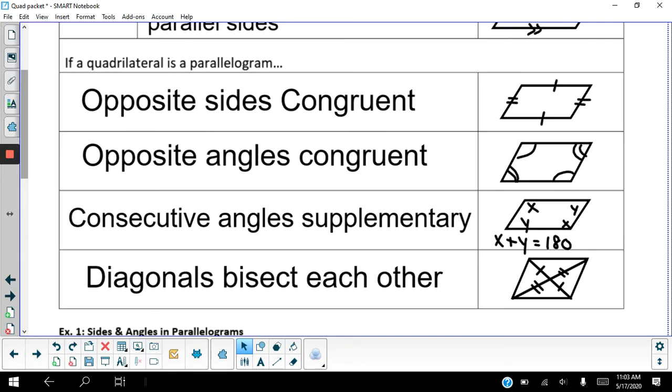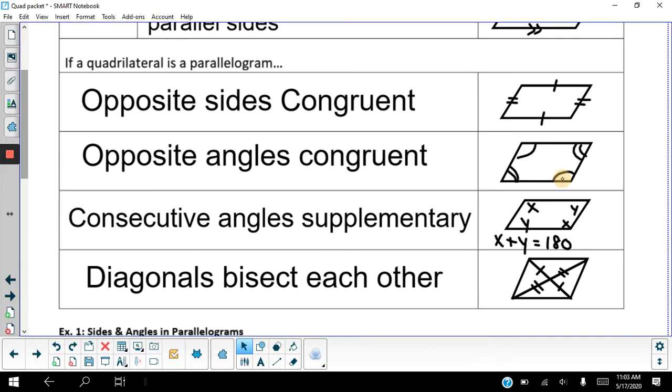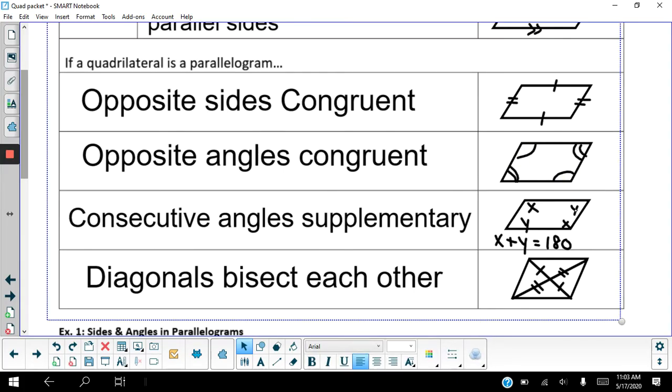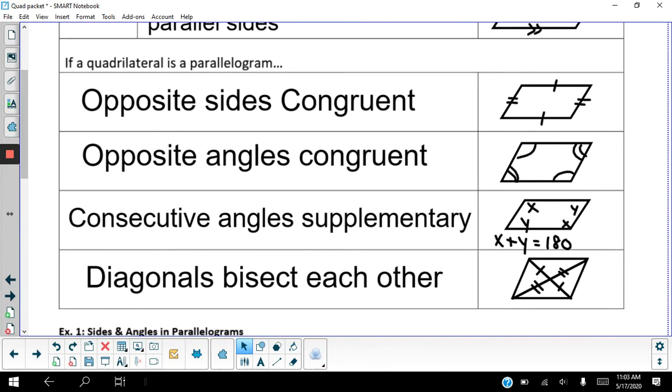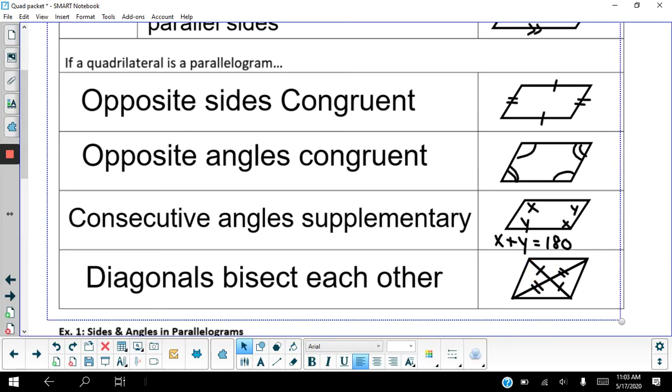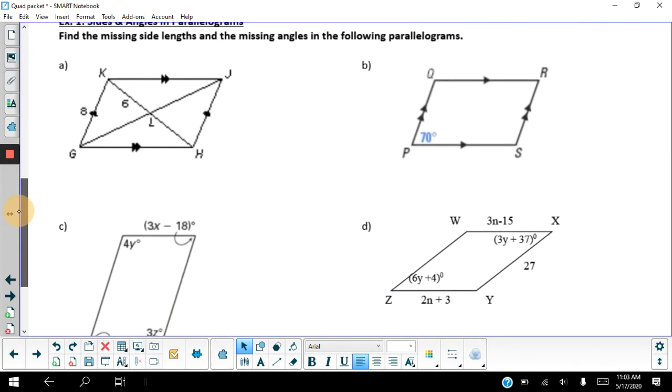And notice this picture actually works out really nice because these two angles across from each other are both X's, which means they're the same, just like this picture. Y and Y. All right, lastly, the diagonals always bisect each other. They cut each other in half. So that means this is congruent to this, and this is congruent to this.